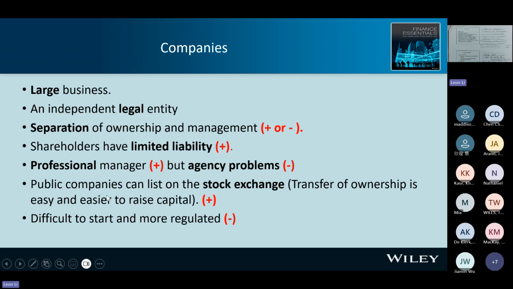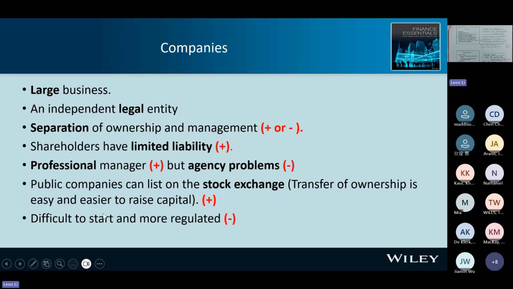A public company can list on the stock exchange, so they can issue stock to raise money, right? Like selling a part of their company in the market to raise money. This is an advantage, okay? But for my family, I cannot sell my family to anyone else. I cannot say, okay, you can use my family 2 days a week. No, I cannot do that. It's a private business. I'm the owner, all right?